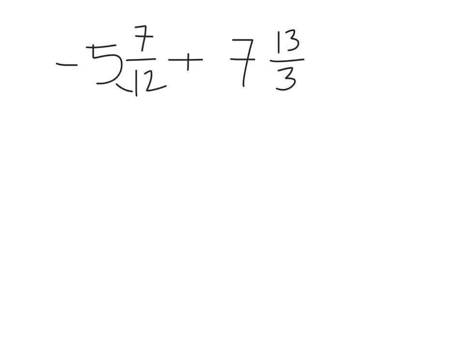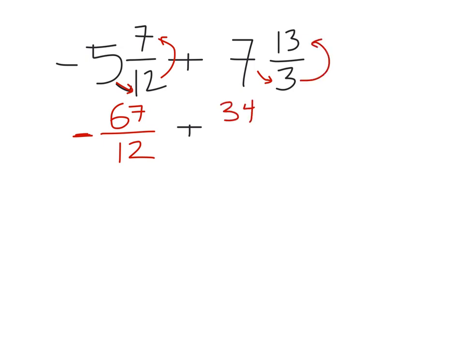So let's look at this circle method stuff. So we got 5 times 12 plus 7. This is changing it into an improper fraction. That would be 67 twelfths. All right, so that's another thing. Some people forget when we change this, keep that negative. Then we're going to add this to 7 times 3 is 21 plus 13. Bam, 34 thirds.